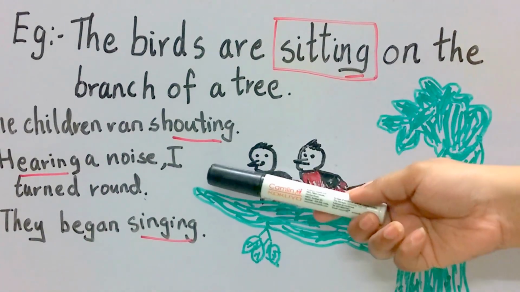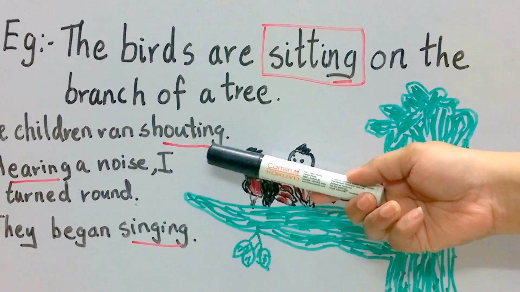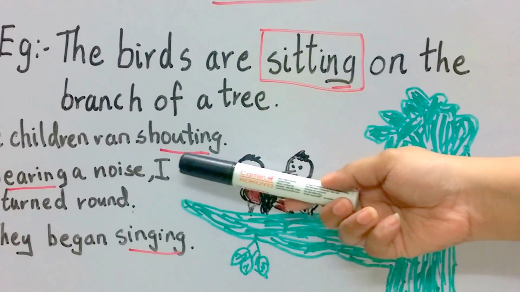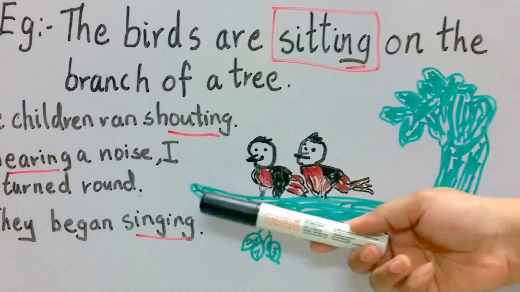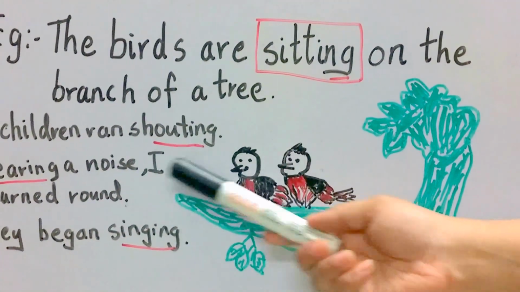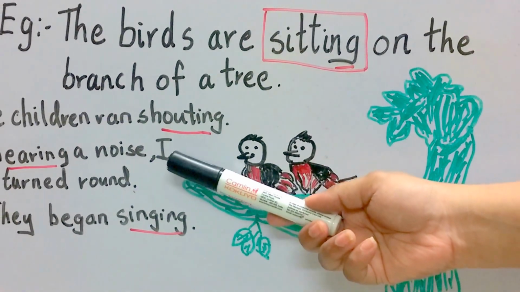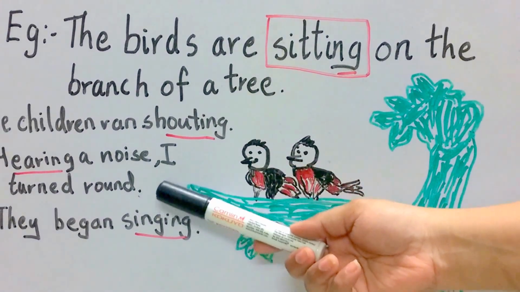So we see the next sentence: hearing a noise, I turned around. When an action happens just before another action, the ing form comes before the main part of the sentence. We see here, hearing a noise is one action and I turned around is another action. So we see that the ing action comes before the main part of the sentence.